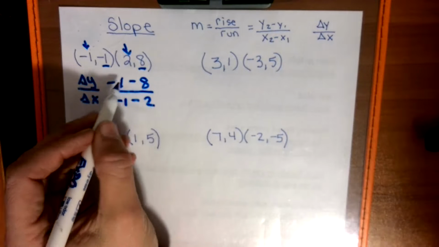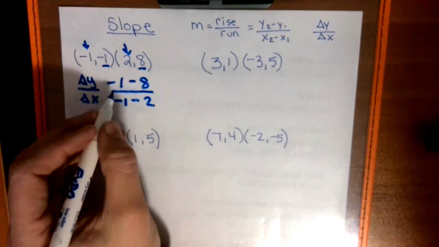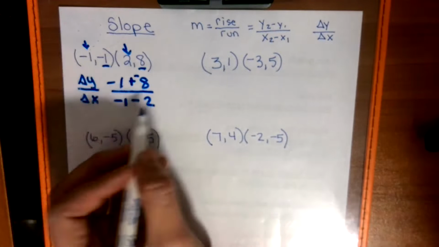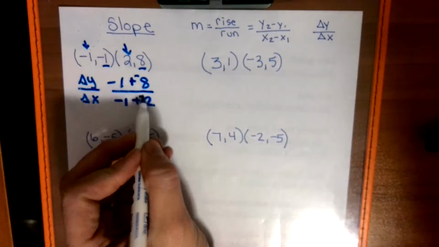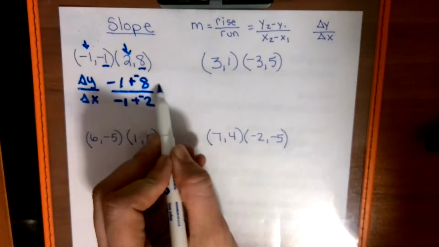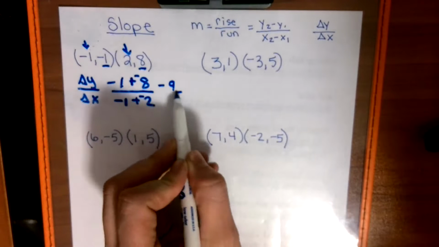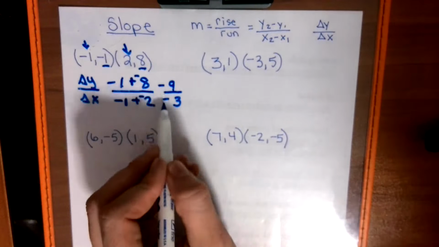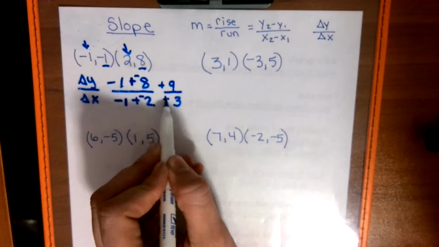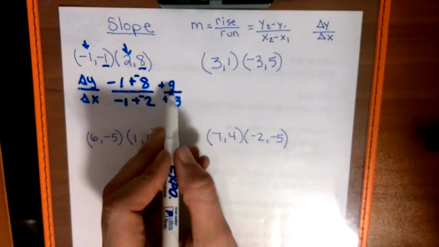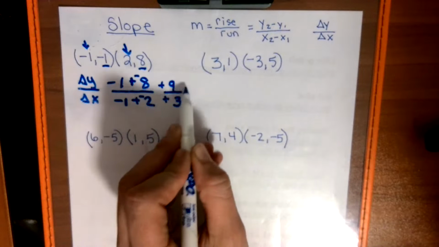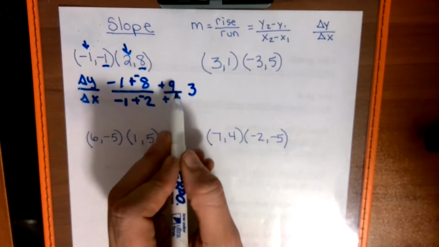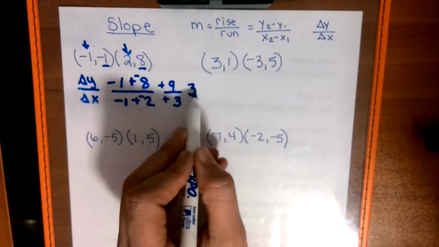A lot of kids learn it as keep, change, change. So keep this sign, change this sign, change the next sign. Keep it, change it, change it. So we end up having -9 on top of a -3. These negatives become positives because a negative divided by a negative is a positive. And 9 over 3 is also known as a slope of 3. We can look at it as 9 divided by 3 is 3.